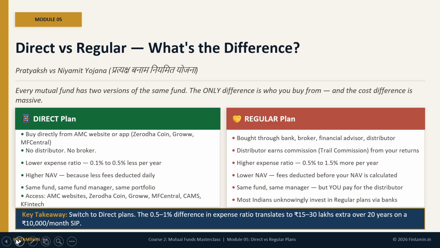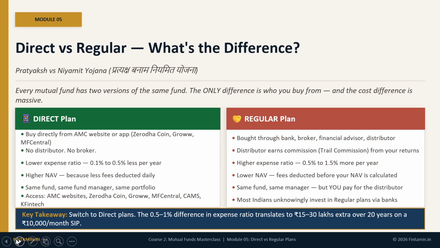The direct plan is bought directly from the AMC or through platforms like Zerodha Coin, Groww, or MF Central. There is no distributor, no commission. The expense ratio is 0.5 to 1% lower. Your NAV grows faster because less is deducted daily.